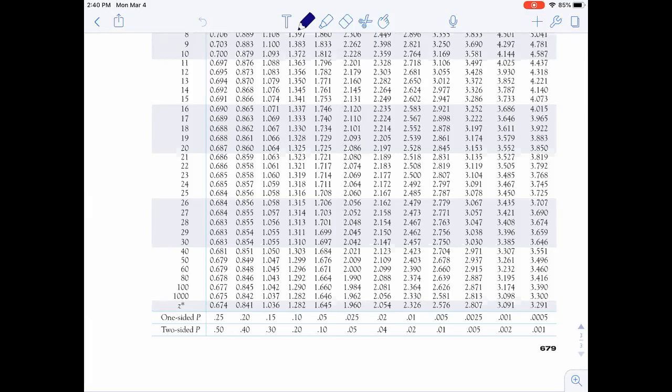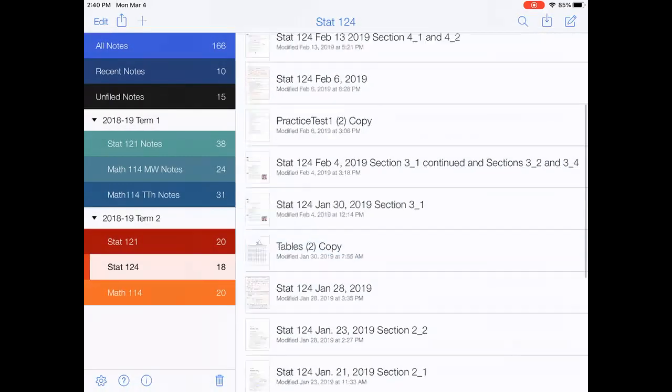Good, good, good. Any questions about the t-table? So it's different than the z-table, but I think once you get used to using it, you'll find it's more efficient than the z-table. Right? But we have to use it first, so give it some time.